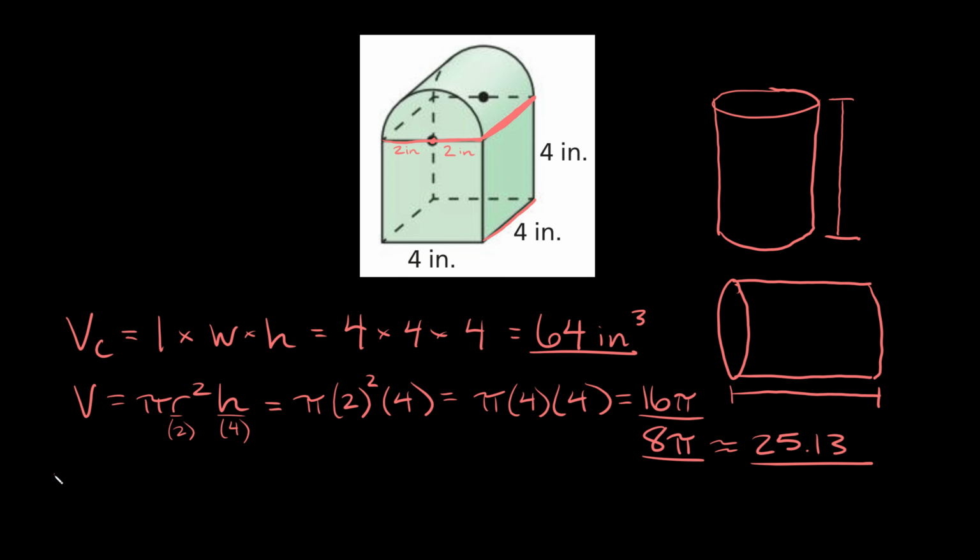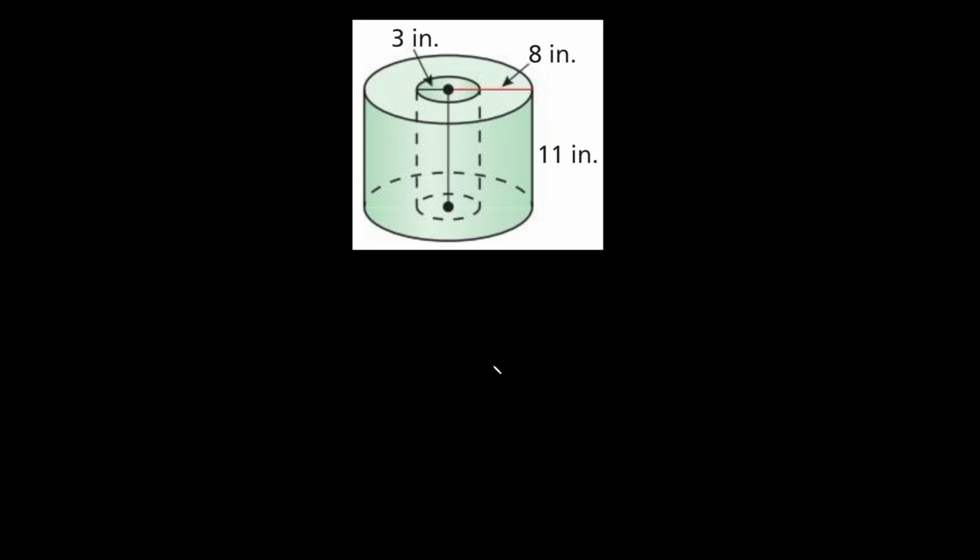And I'll write it over here. The volume total would be equal to 64 plus 25.13, which is equal to 89.13. And our units, again, are inches, so we get inches cubed right there. Boom. All right, here's the next example.